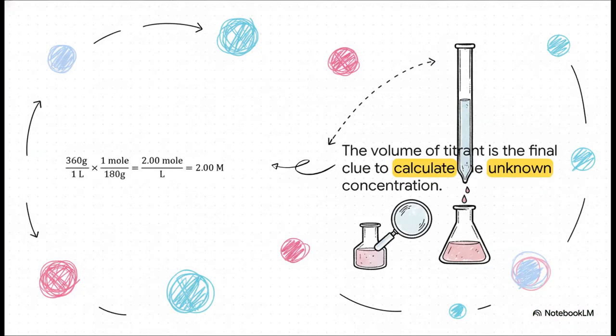This is where we put that final clue to work. We look at the side of the burette and read exactly how much of our known solution we used. Since we know its concentration, and we know that the acid and base neutralize each other in a set ratio, we can plug those numbers into a pretty simple formula. And just like that, we can calculate the exact concentration of our original mystery acid. Mystery solved, for real this time.